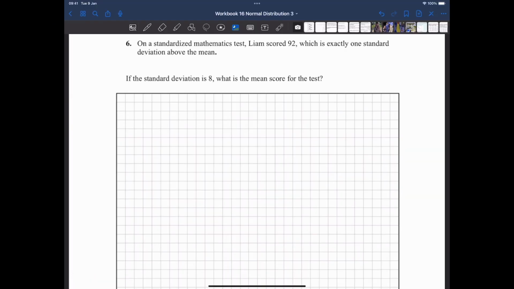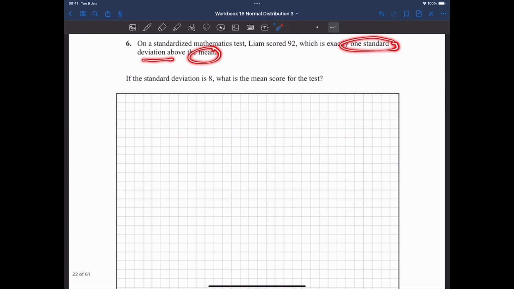Welcome to question 6, and we'll do 6 and 7 here, I think. So we'll look at question 6. On a standardized mathematics exam, Liam scored 92, which is exactly one standard deviation above the mean. Now you're told the standard deviation is 8, and we want to find what is the mean score.